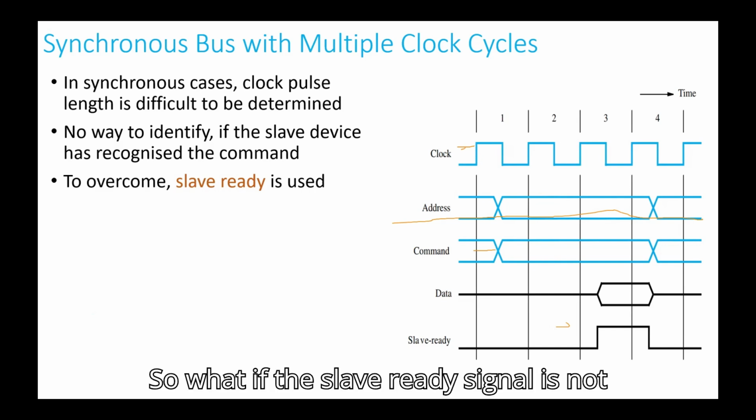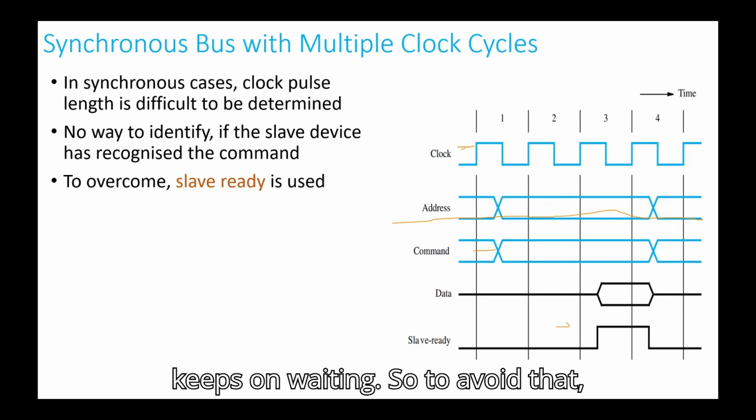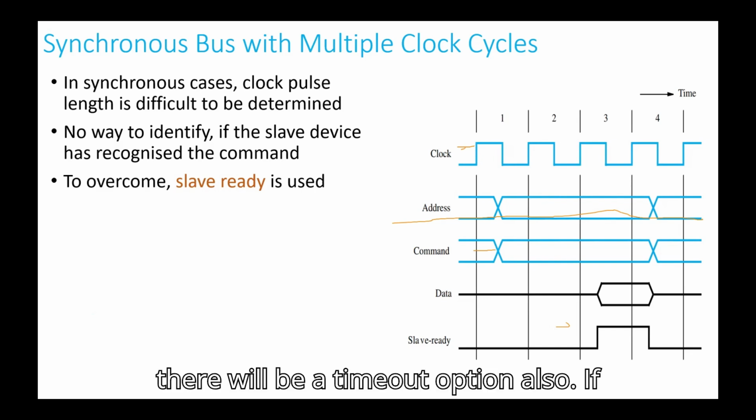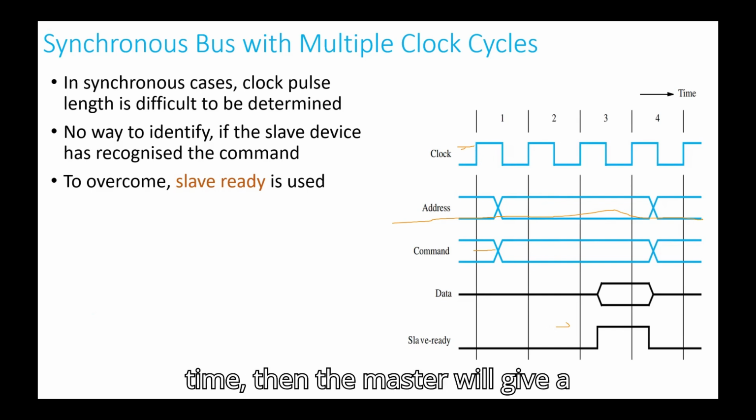So what if the slave ready signal is not enabled at all? Master keeps on waiting. So to avoid that, there will be a timeout option also. If the slave is not responding for a long time, then the master will give a timeout error and it will abort the operation.